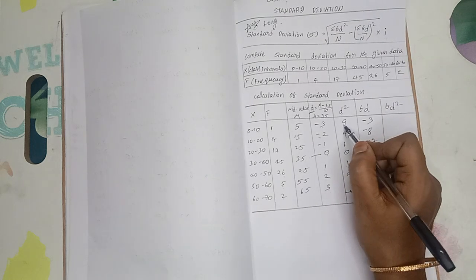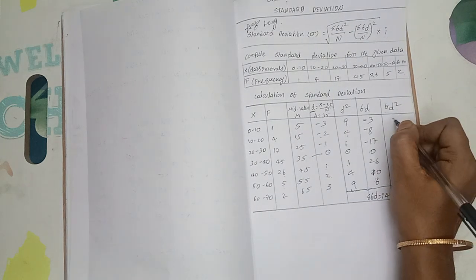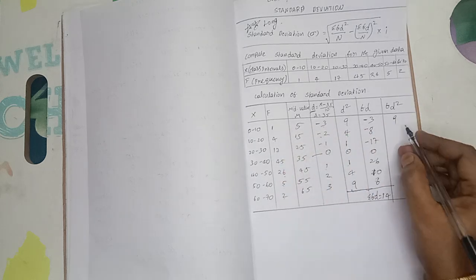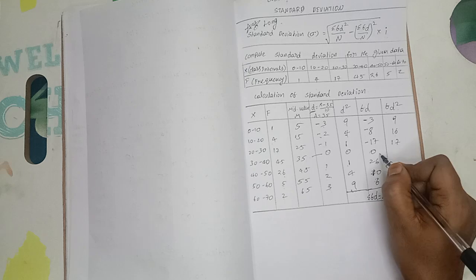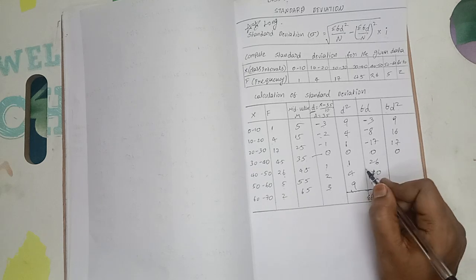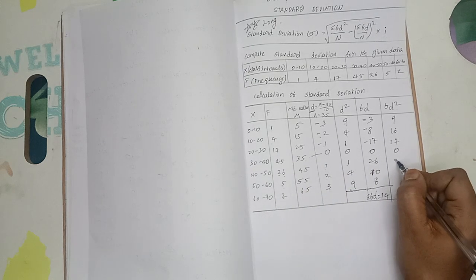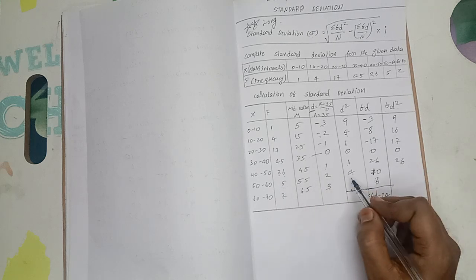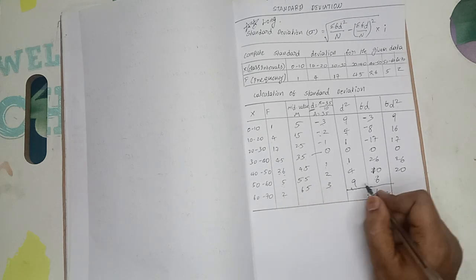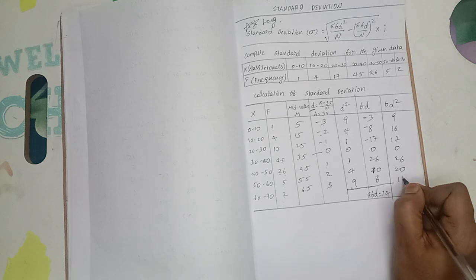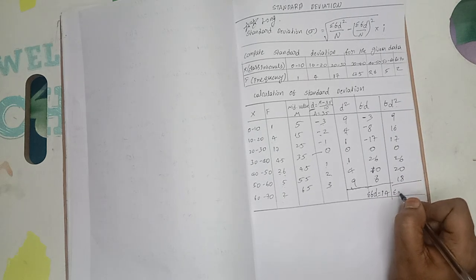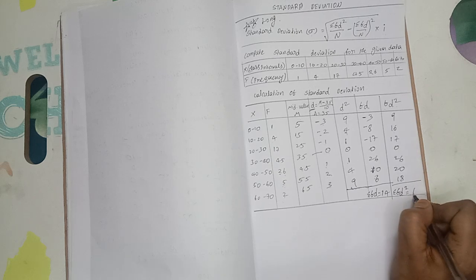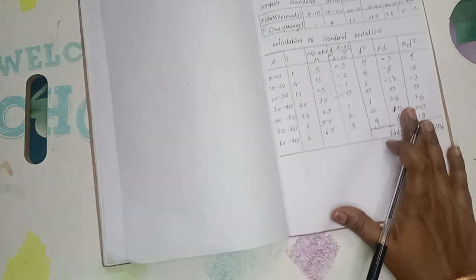Here for fd square, that is f into d square: 1 into 9 is 9. 4 into 4 is 16. 7 into 1 is 7. 0 as it is. And 26 into 1 is 26. 5 into 4 is 20. 2 into 9 is 18. So again we have to find the total, that is summation fd square, which will be 106. What you have to do is apply these values in the formula.